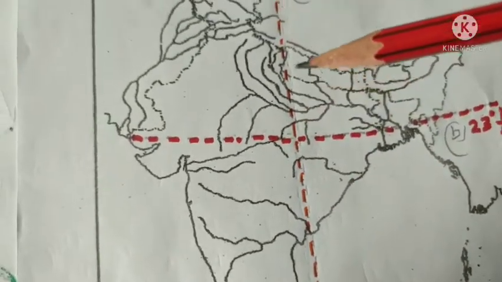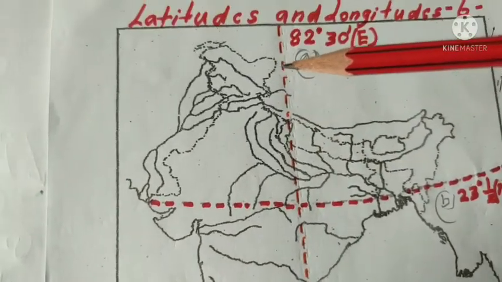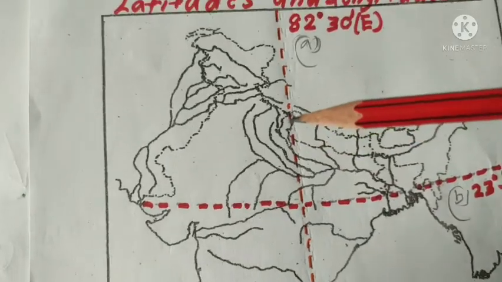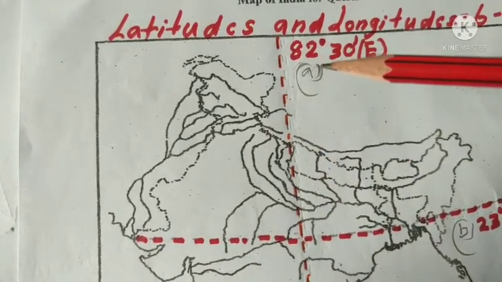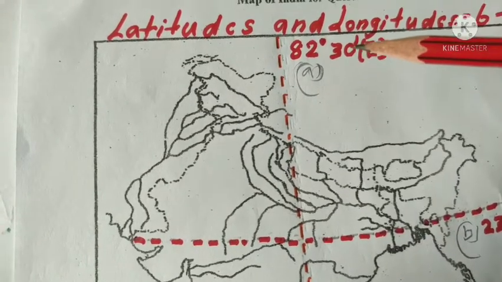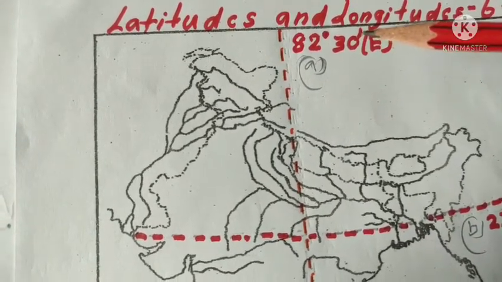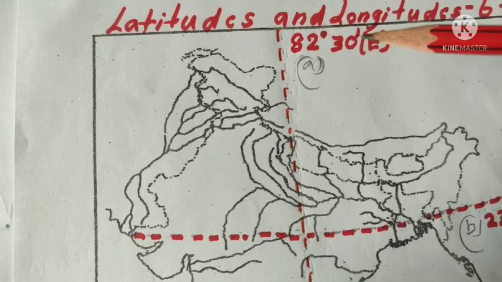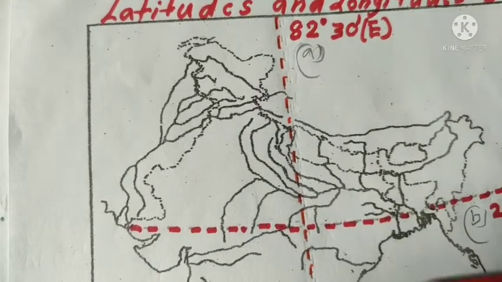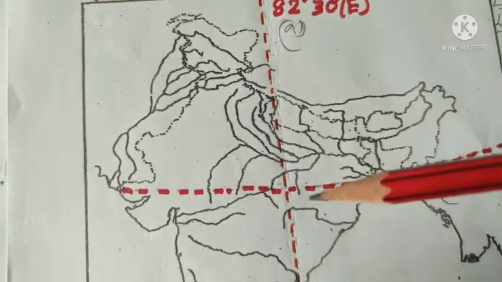And the fourth point is that you have to draw the standard meridian in a broken line. In a broken line you have to draw. And the last point is that you have to write the degree. Degree means 82 and a half degrees east, and you also have to draw the degree symbol, otherwise you will not get the mark. Then you also have to write east here. Without this it is incomplete and you will not get the mark.